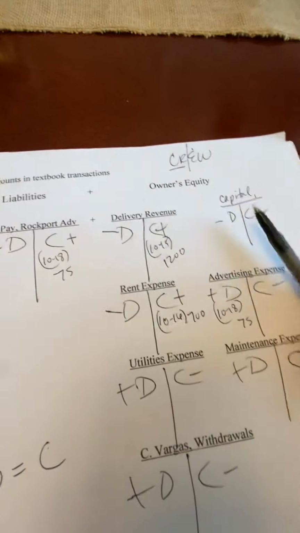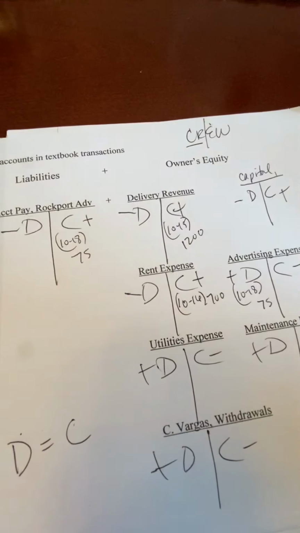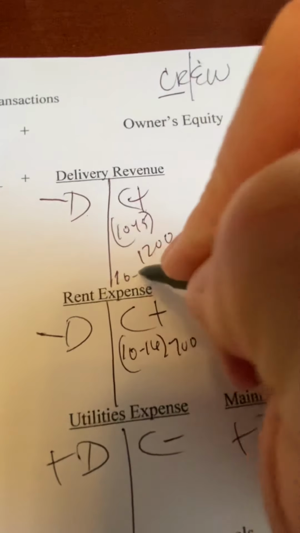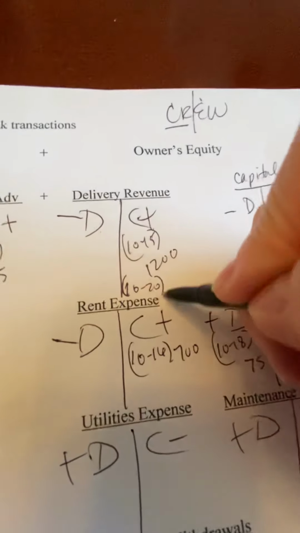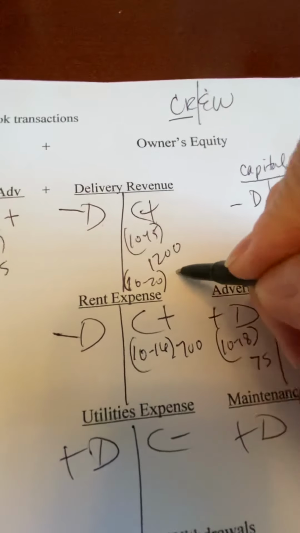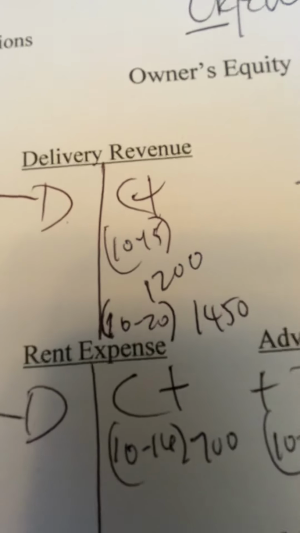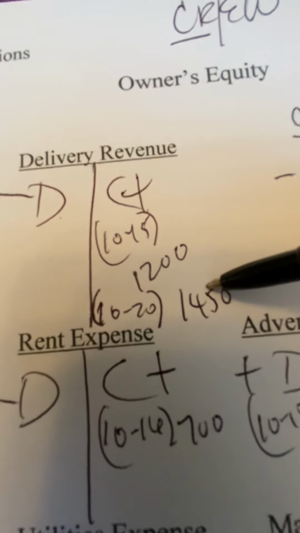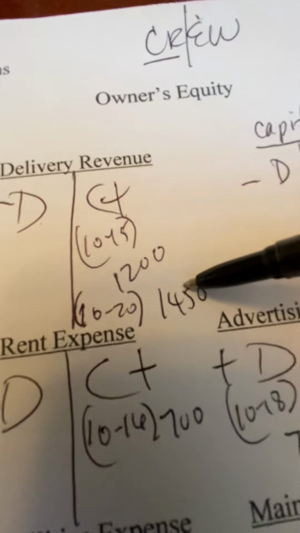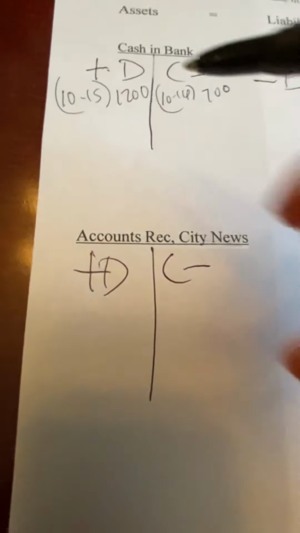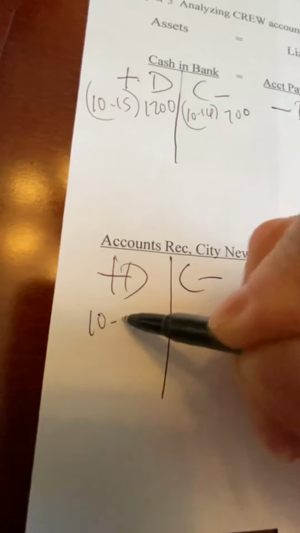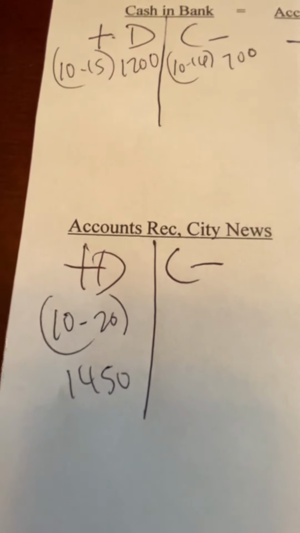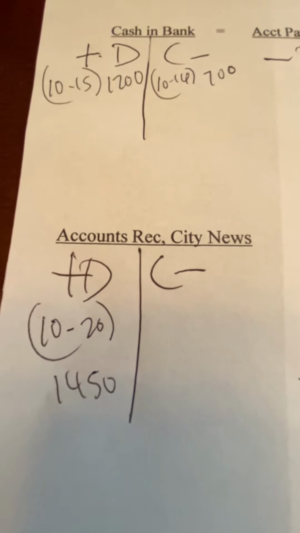All right. On the 20th, we billed City News $14.50 for delivery service. So on the 20th, we're going to bill City News $14.50. Okay, so I've got my second revenue account listed there. City News is going to owe us money. So I'm going to go over to accounts receivable City News. And on the 20th, I've got $14.50 that City News is going to owe us or pay us later.